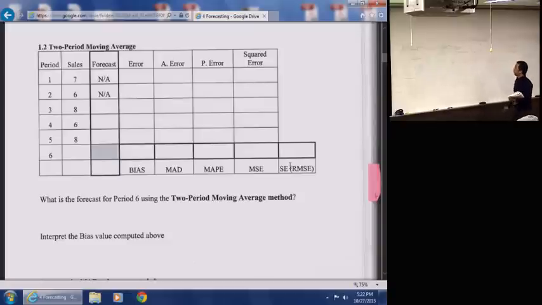Okay, so you've got a prediction, and therefore to evaluate the model, you have to compute the errors. So what do you get for the errors?